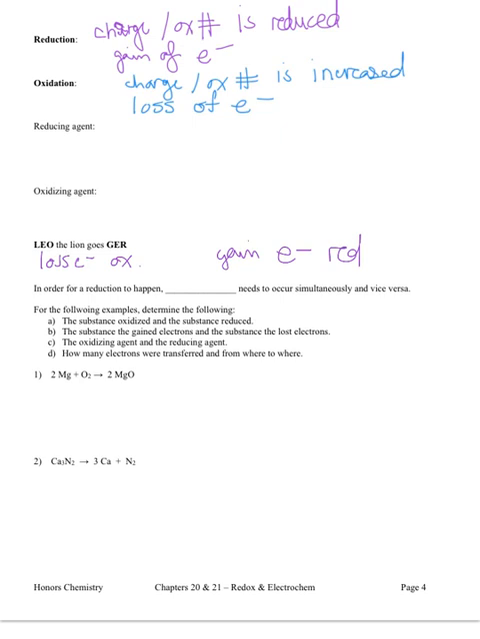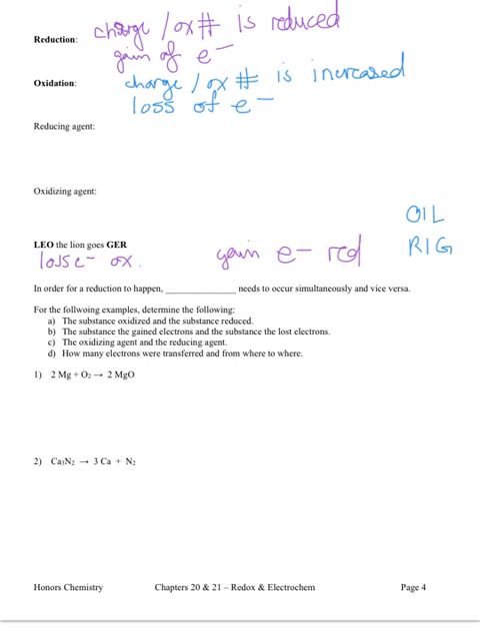Biologists like OIL RIG instead of LEO goes GER. Same thing. So OIL stands for oxidation is loss. RIG stands for reduction is gain. Chemists prefer this one because you're talking about electrons there. That E helps you figure out you're losing electrons or gaining electrons, whereas with OIL RIG, what are you losing or what are you gaining? But either one, if it helps you to remember what oxidation and reduction is, that's great.